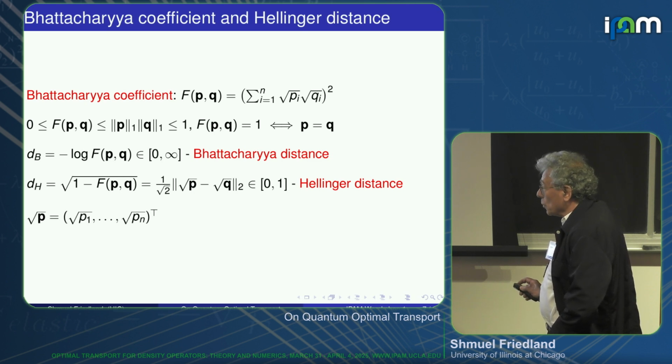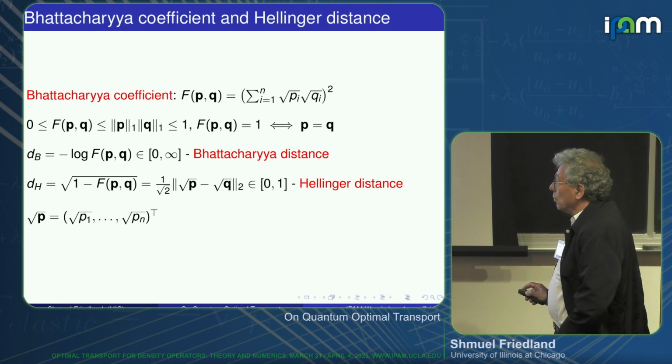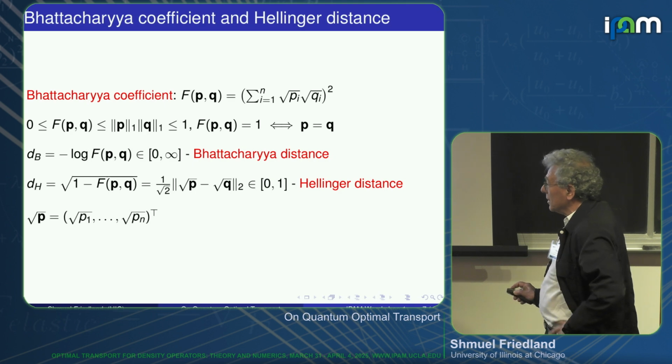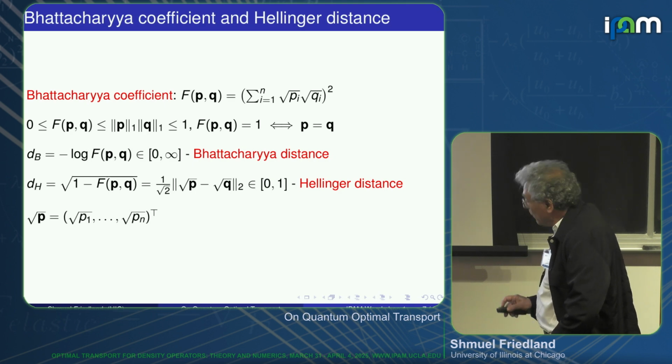But we are not going to use it, but there is a Hellinger distance. If you take the square root of 1 minus F(P,Q), which is essentially the two norm of the difference of these two vectors of square roots, divided by square root of 2. Well, this is a norm, therefore you see right away it's a distance. So this is the Hellinger distance.